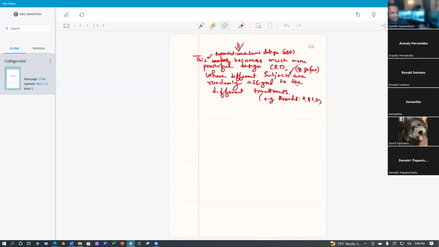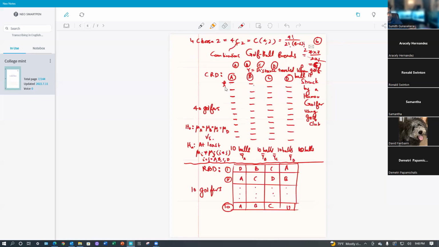In a CRD, different subjects are randomly assigned to different treatments. When it comes to this design, you're not going to pre-determine and say this person has to go to this one. Most of the cases, from a large pool of golfers, you're going to pick the people and assign them, saying, hey, you go to A, B, C, D, randomly assigned. And you're going to do the same thing with the balls.